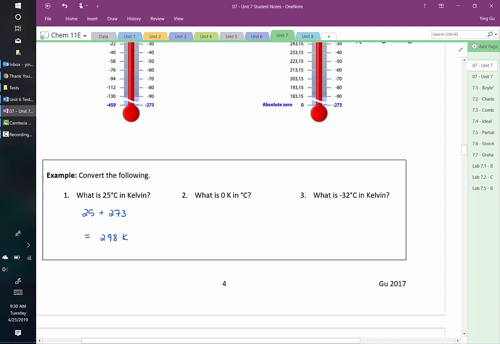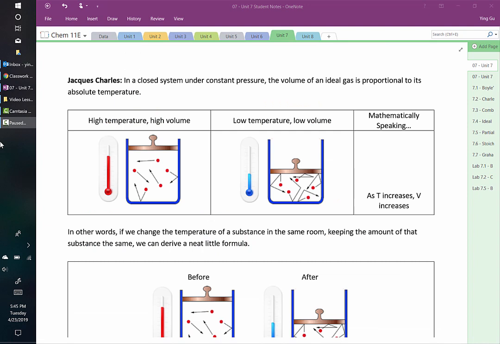Let's go backwards. What is 0 Kelvin in degrees Celsius? Well, then instead of adding 273, we will go backwards. 0 minus 273, and you will get to negative 273 degrees Celsius, which was that x-intercept that you found on your Charles' Law lab. And lastly, what is negative 32 degrees Celsius in Kelvin? Kelvin is equal to Celsius plus 273, so negative 32 plus 273, you should get 241 kelvins.